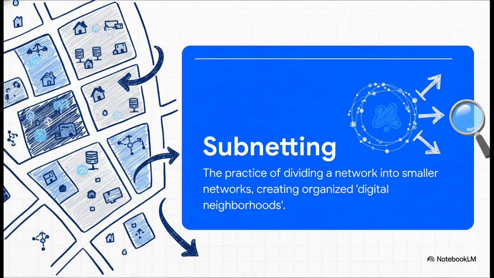But just having an address isn't enough. Imagine a city with millions of houses, but no streets or neighborhoods. It would be chaos, right? That's where subnetting comes in. It's this really clever trick for grouping those addresses into what you can think of as digital neighborhoods. It keeps things organized and, really importantly, it makes communication way faster and more efficient.